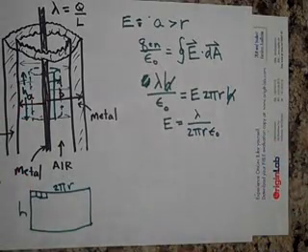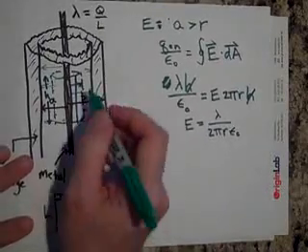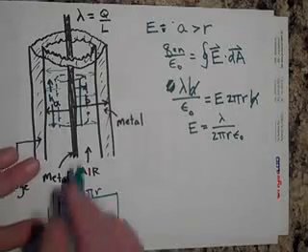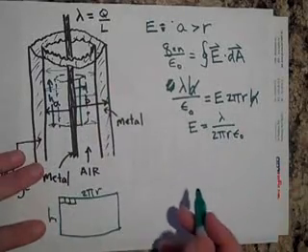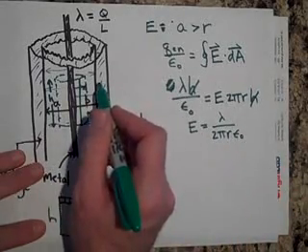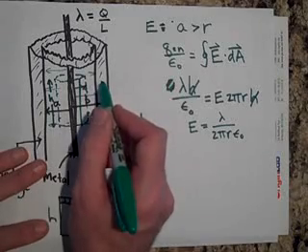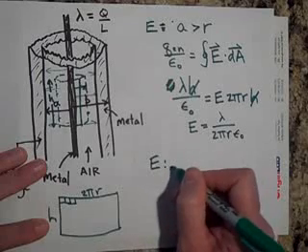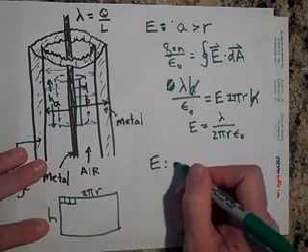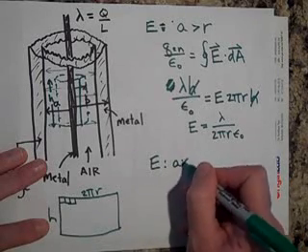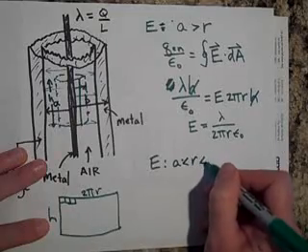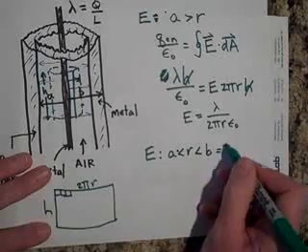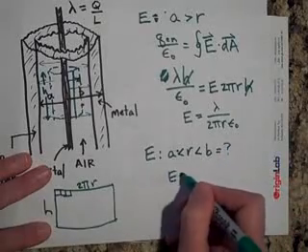Okay, what about in here? What about the electric field in here? Well, that's a metal. So any metal that's in electrostatic equilibrium has to have an electric field of 0 in there. So E, where r is greater than a but less than b, the E will equal 0.